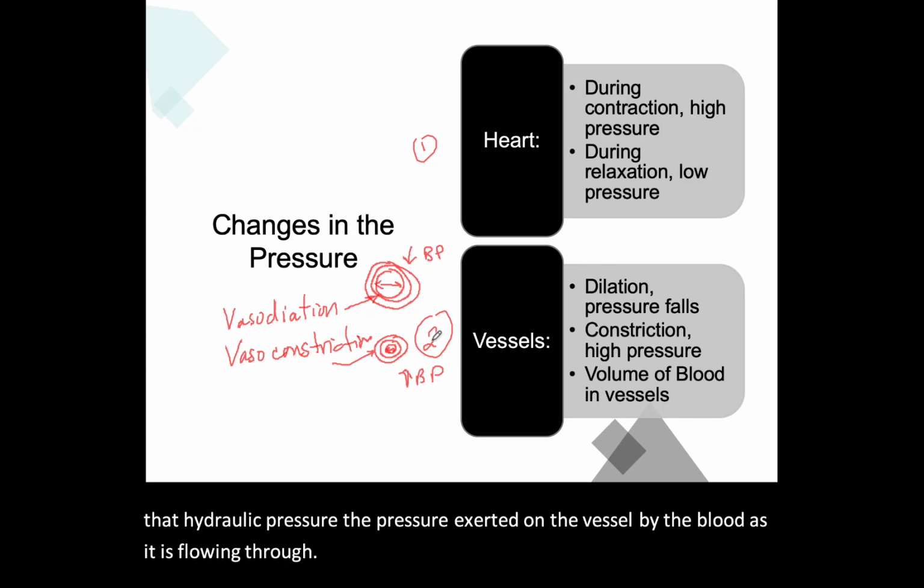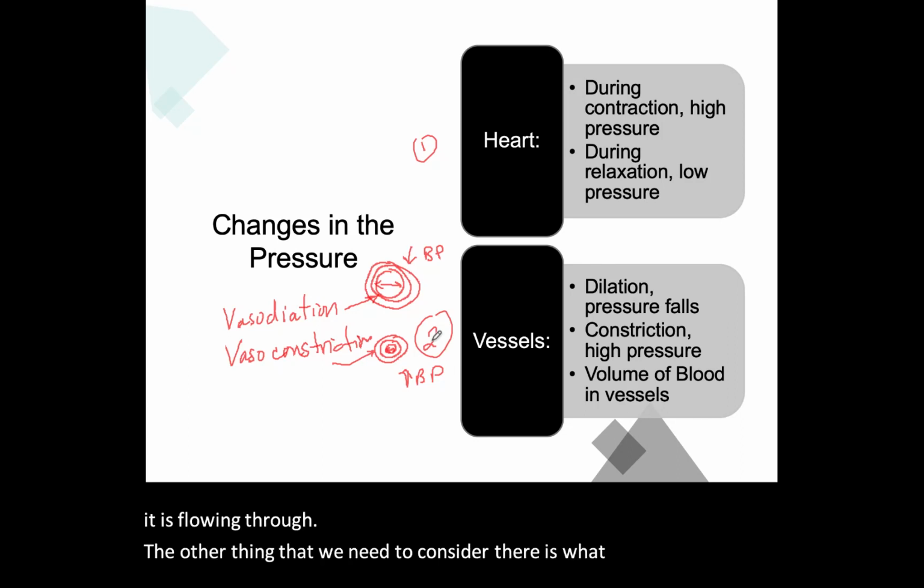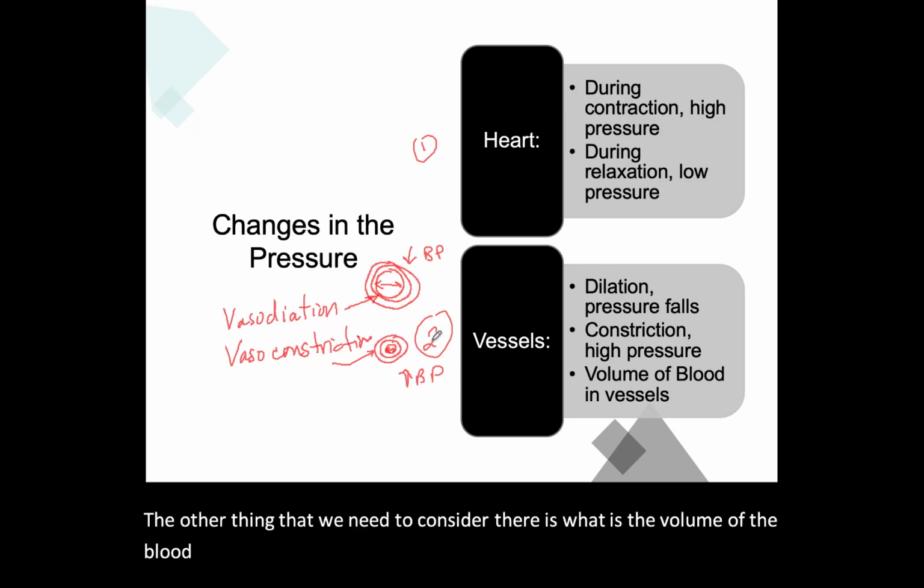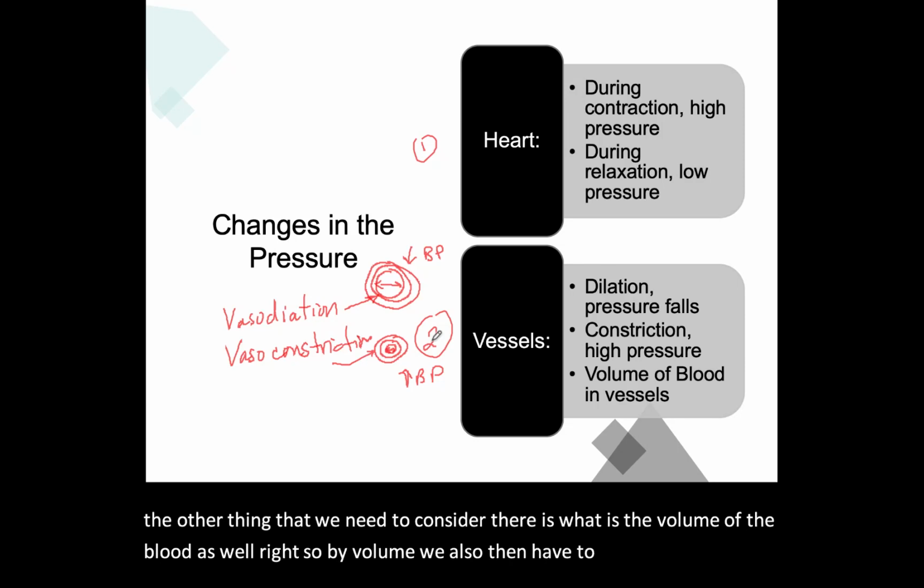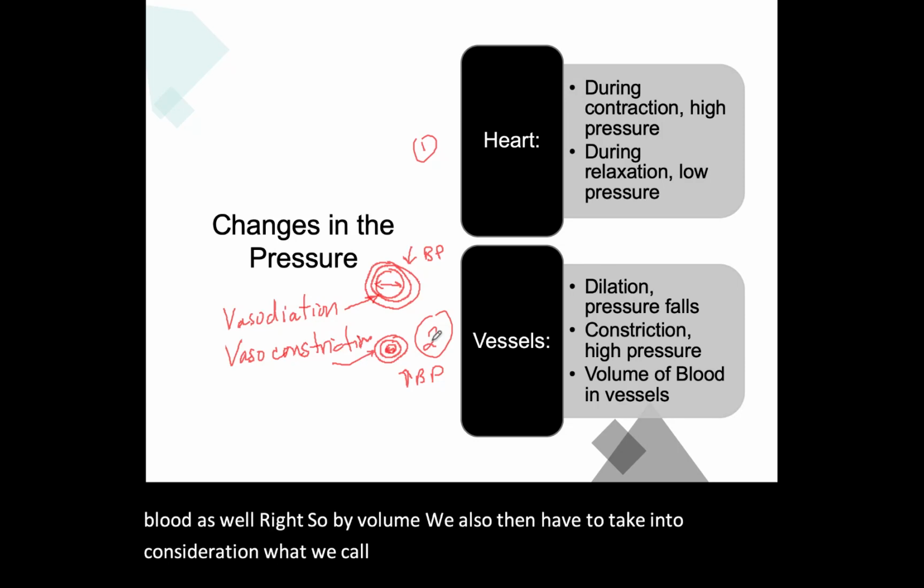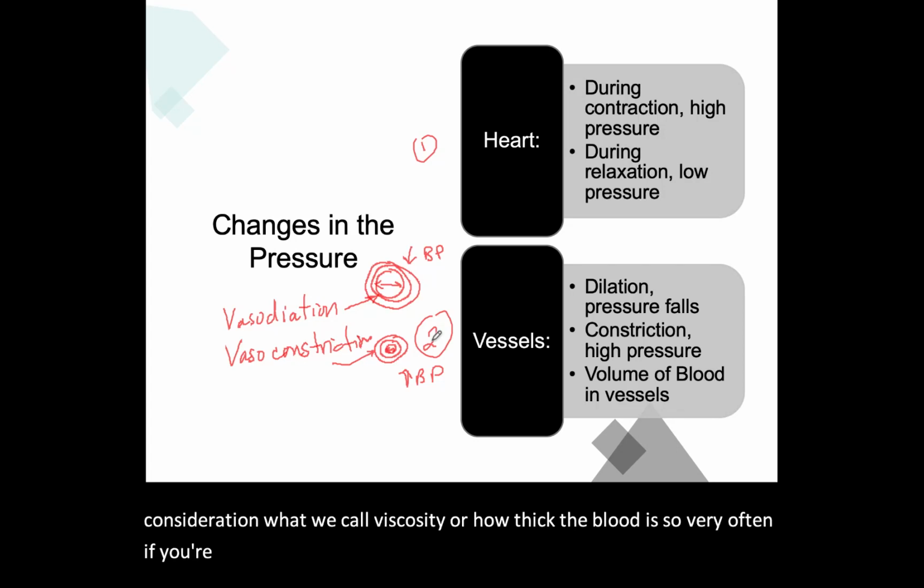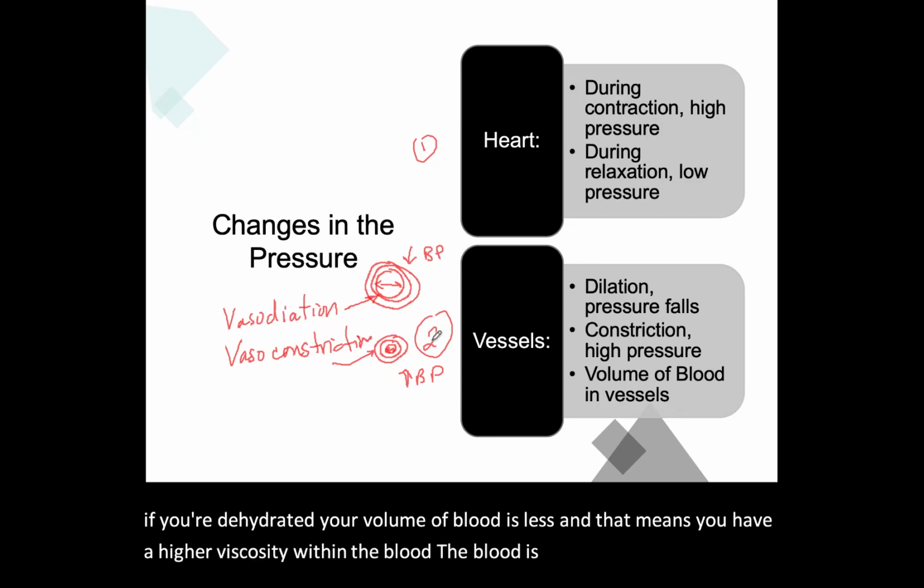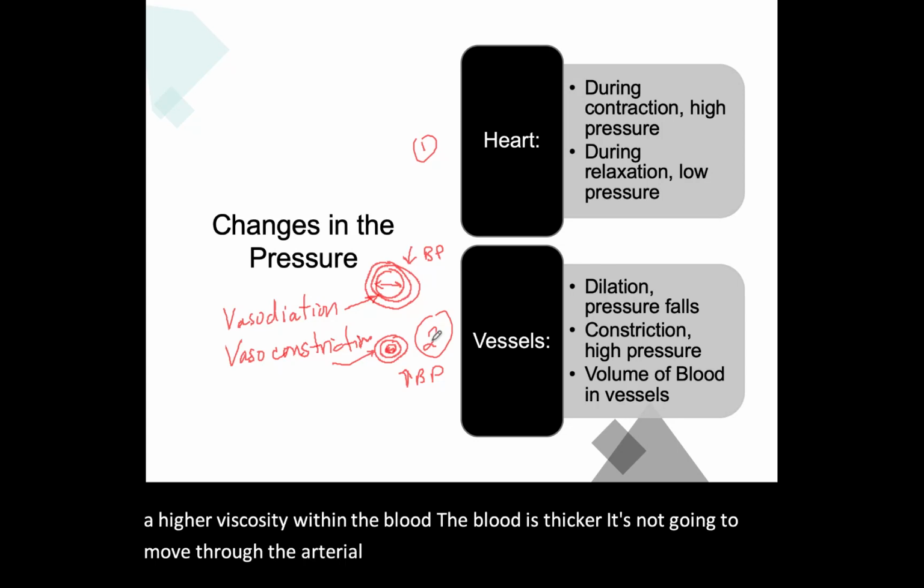The other thing that we need to consider there is what is the volume of the blood as well. All right, so by volume, we also then have to take into consideration what we call viscosity, right, or how thick the blood is. So very often, if you're dehydrated, your volume of blood is less, and that means you have a higher viscosity within the blood. The blood is thicker. Right? It's not going to move through the arterial system as easily.